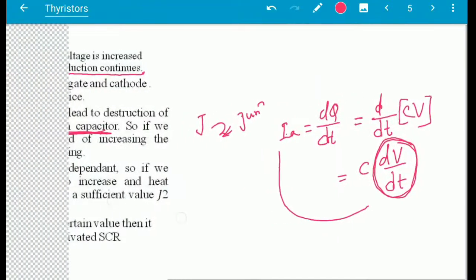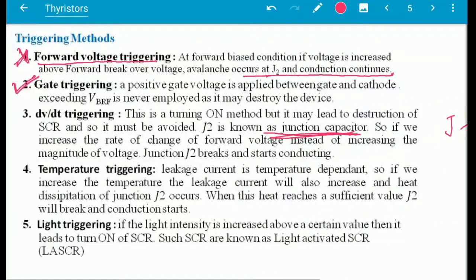So if we increase the rate of change of voltage, the current conduction through the diode, through the thyristor, will increase. So it may cause breakdown of the J2. So this is also not a proper method. The last two methods are temperature triggering and light triggering. In case of temperature triggering, this is also preferred but limited.